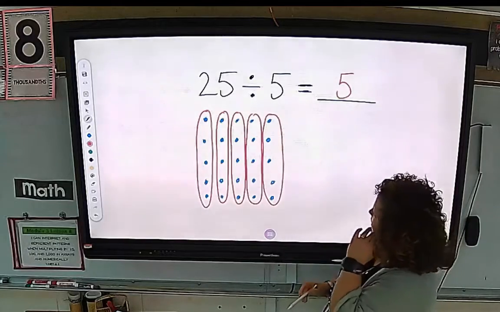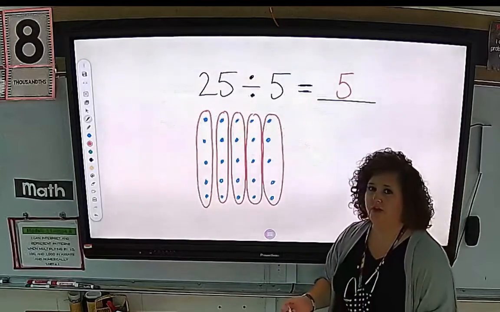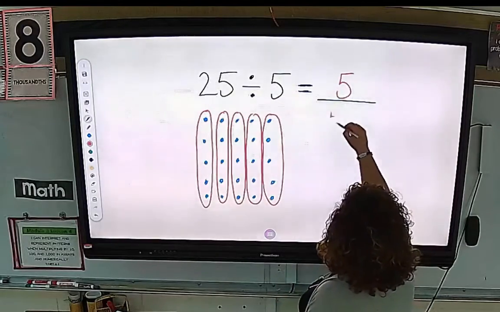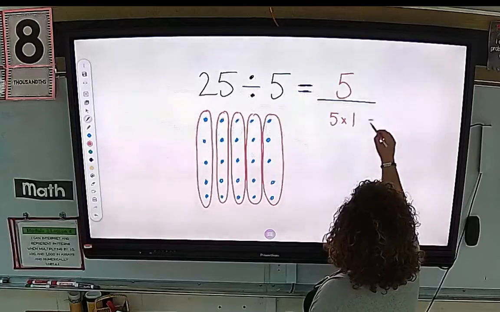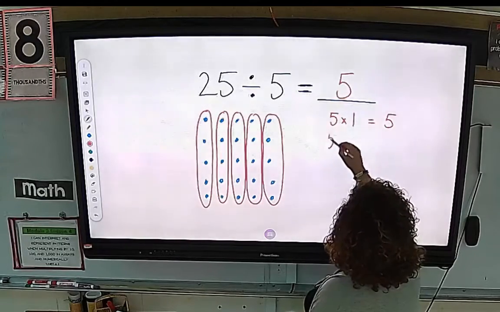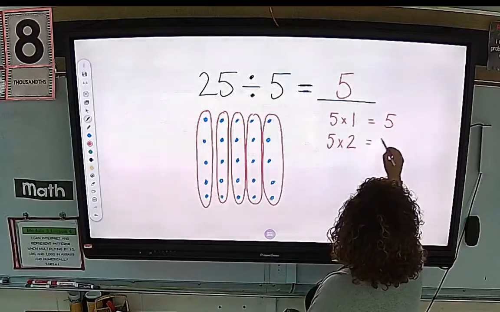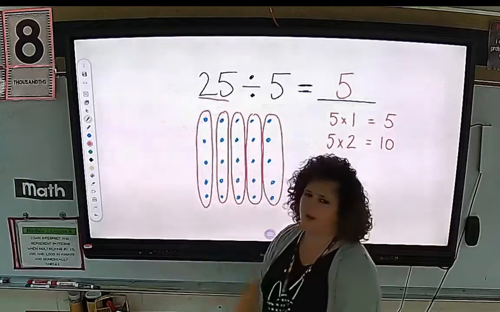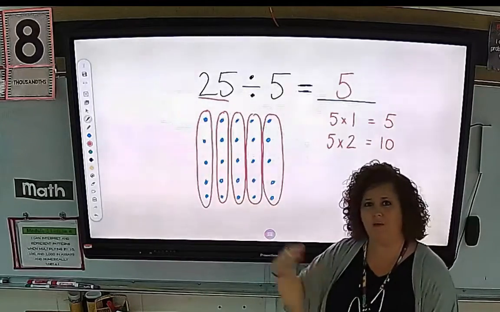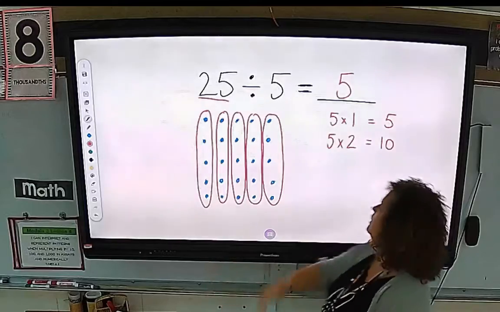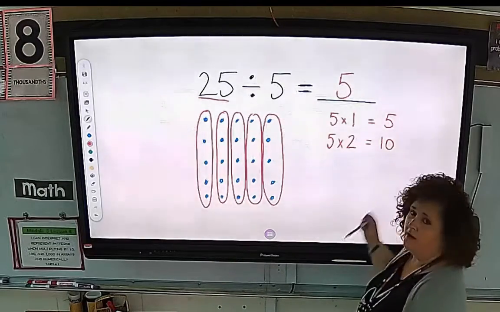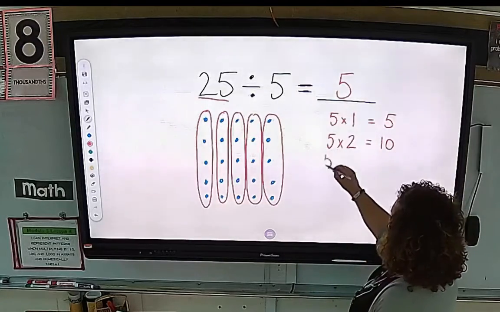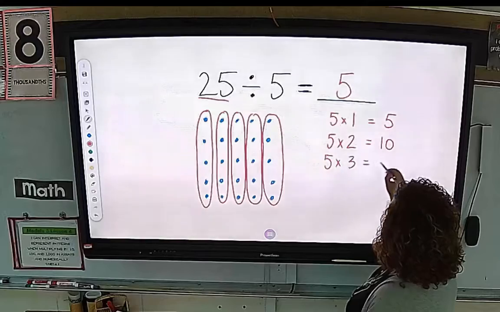Another strategy is to think of your multiplication facts. Again, multiplication and division are very closely related. So I might have said, okay, 5 times 1 is 5. 5 times 2 is 10. Because what I'm doing here is I'm trying to get as close to 25 as I possibly can without getting bigger than 25. So I'm getting bigger, but I'm not big enough. I've got a ways to go before 25. So let's keep going. 5 times 3 equals 15.